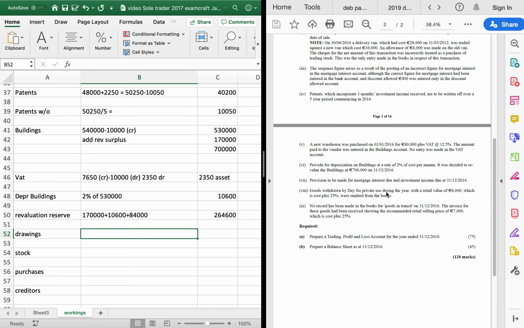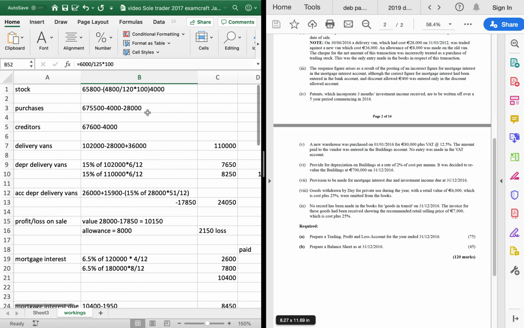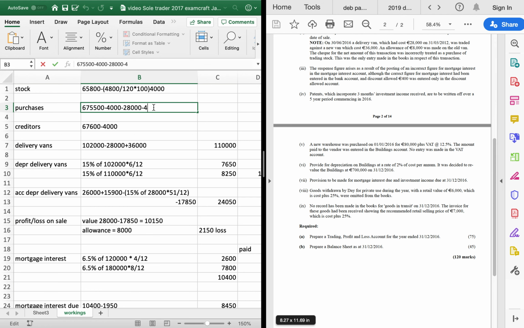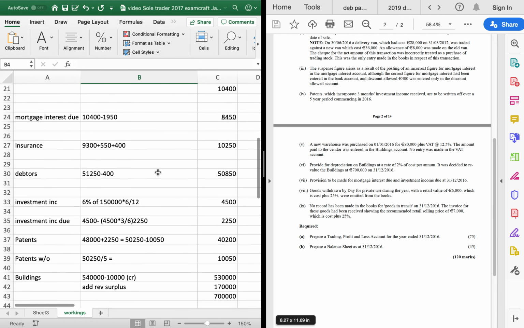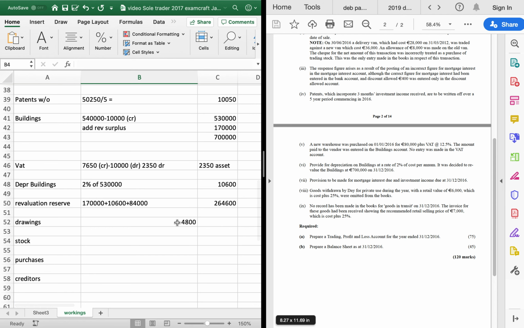So obviously we find the cost price. Let me just work that out. 6,000 divided by 125, multiplied by 100, gives you a cost price of 4,800. So that was withdrawn, that's our drawings working. So we take it away from purchases, and we're going to add the 4,800 onto drawings.